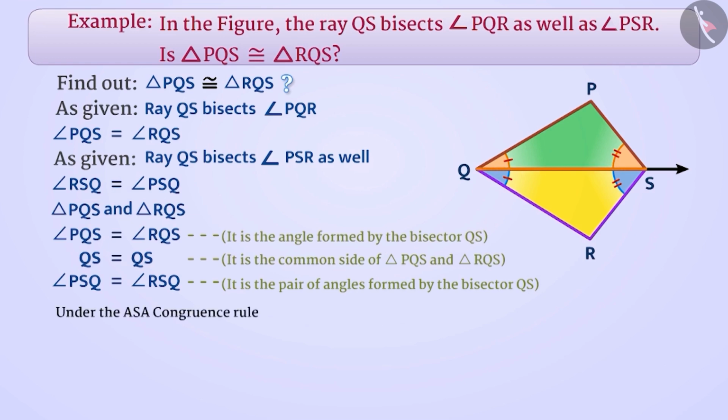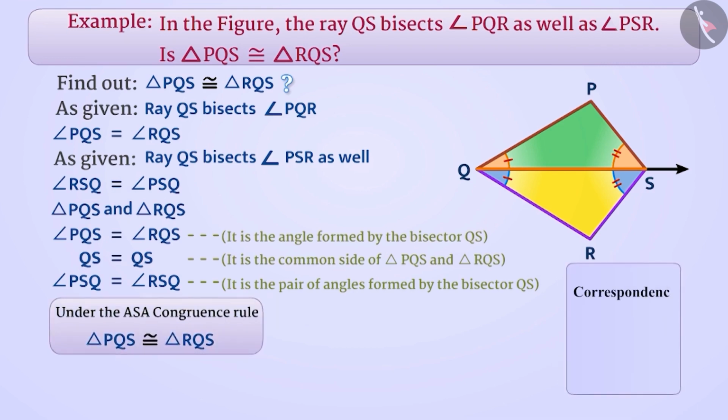Therefore, under the ASA congruence criterion, both these triangles are congruent. Under the correspondence, P is correspondent to R, Q is correspondent to Q, S is correspondent to S, and PQS is correspondent to RQS. Therefore, we can say that triangle PQS is congruent to triangle RQS. Always remember to pay attention to correspondence while showing the congruence relation.